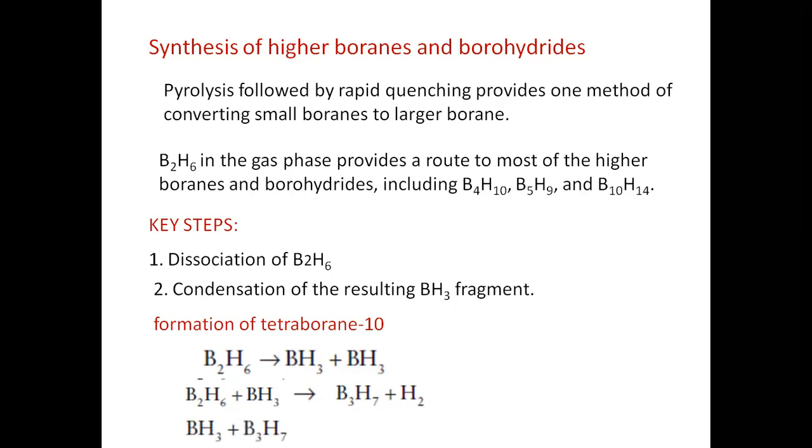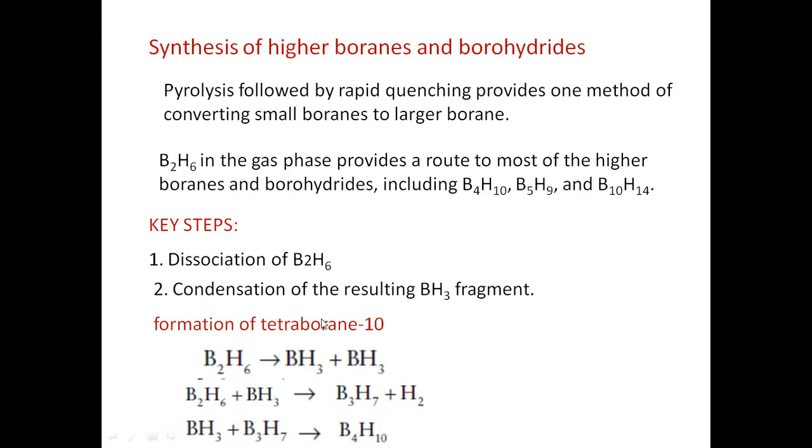This triborane again reacts with BH3, another monomer of borane, and that will convert into B4H10. This is a very good and simple straightforward synthesis for higher boranes. So how is tetraborane 10 prepared? It is prepared by using diborane, which undergoes dissociation into BH3 and BH3. Then one BH3 reacts with another molecule of diborane, and that forms B3H7 with loss of H2, according to the law of mass conservation, the law of multiple proportion, and definite proportion also. All laws will act here. B3H7 will form.